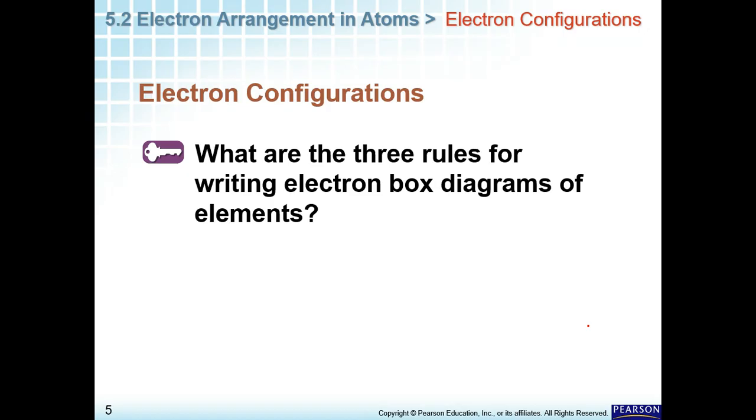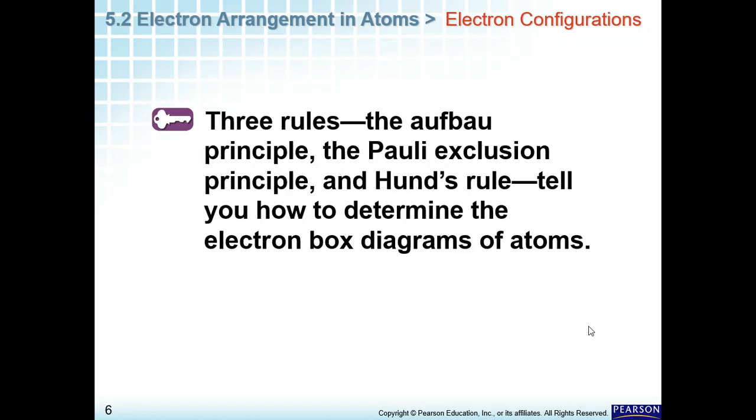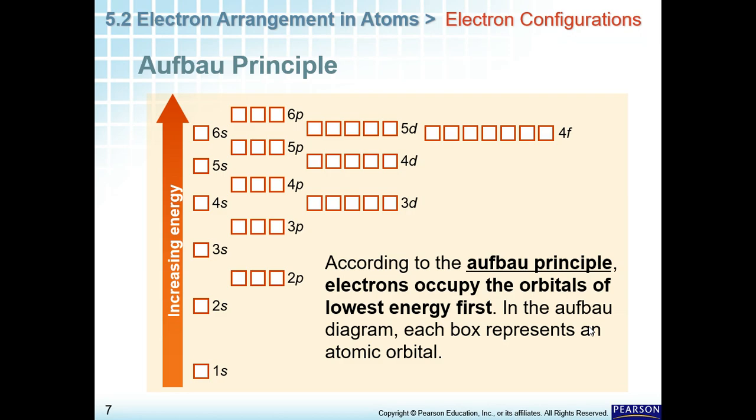So how do we write electron box diagrams? What are our rules? There are 3 rules: Aufbau's principle, the Pauli exclusion principle, and Hund's rule. All of these are going to show you how to draw these electron box diagrams. Let's start off with the first rule, which is Aufbau's principle.